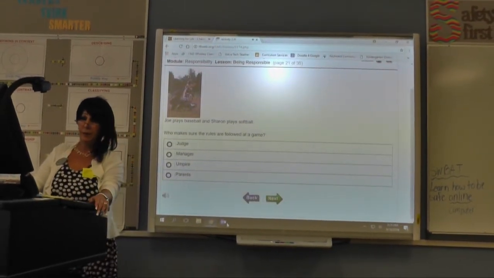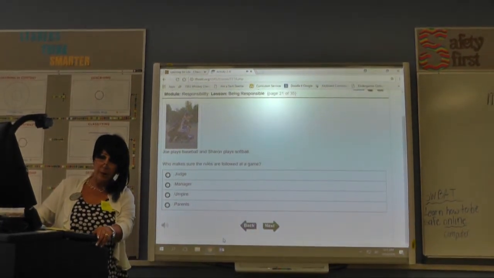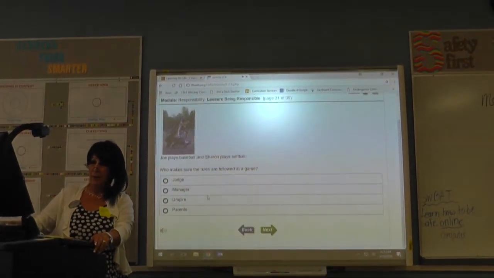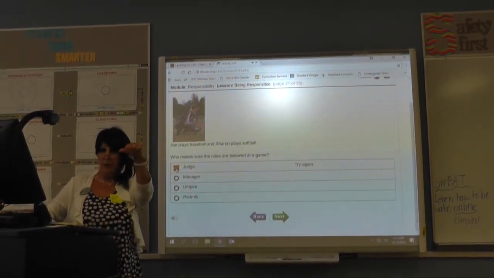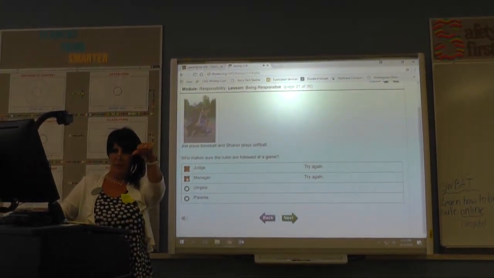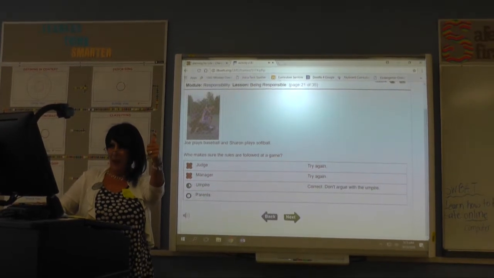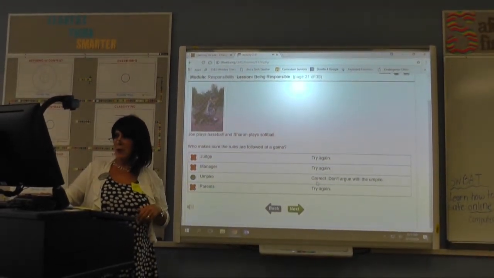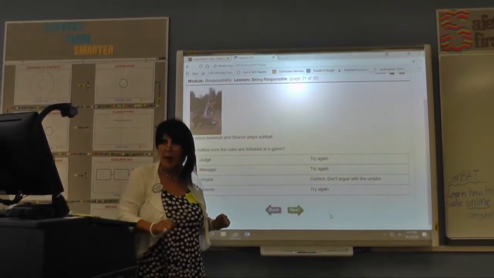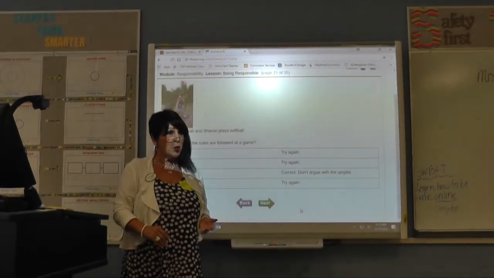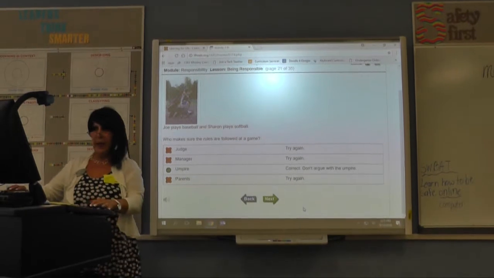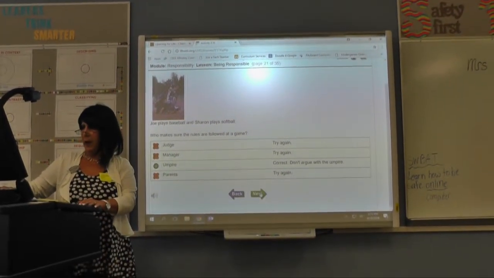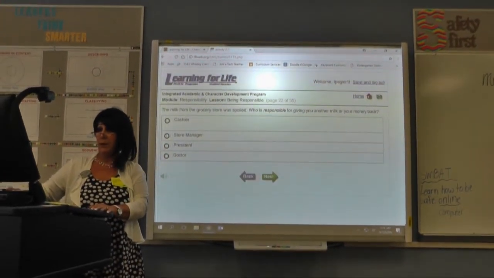Joe plays baseball and Sharon plays softball. Who makes sure the rules are followed at a game? Judge. Thumbs up or down. No. Manager. No. Umpire. Yes. Parents. No. Look what it says, correct. Don't argue with the umpire. He's in charge, just like your principal's in charge of your school. At the games and playing softball, this umpire is in charge.